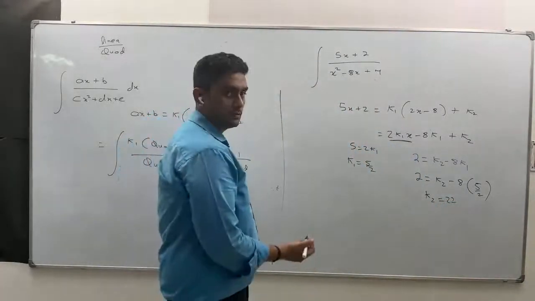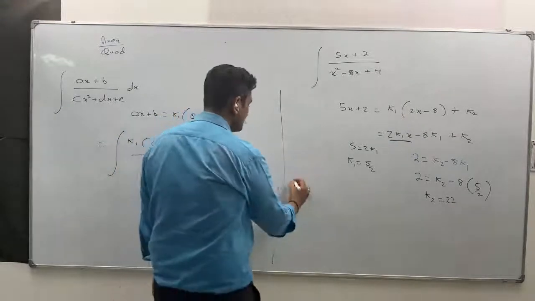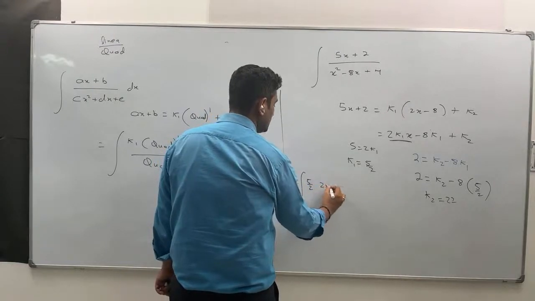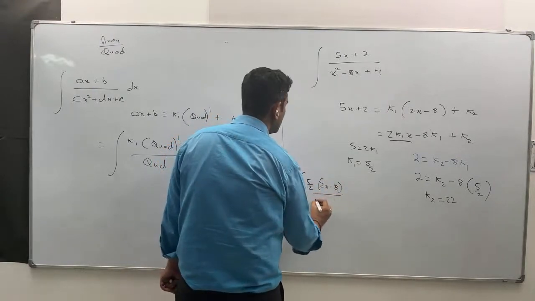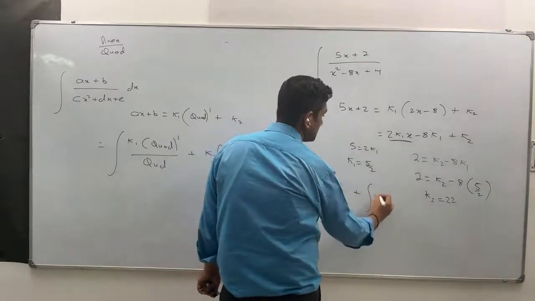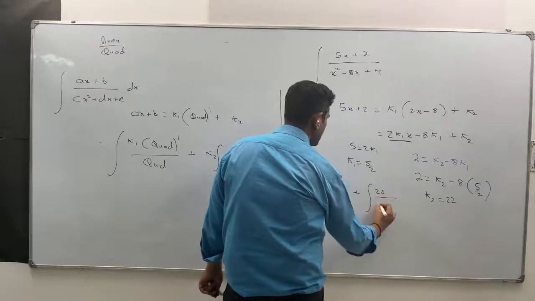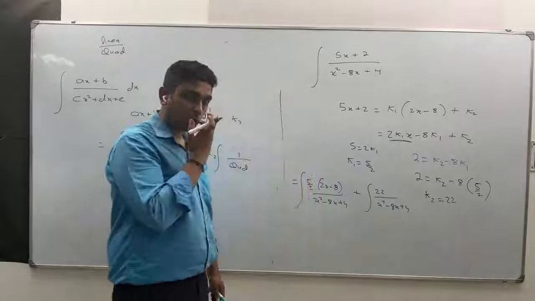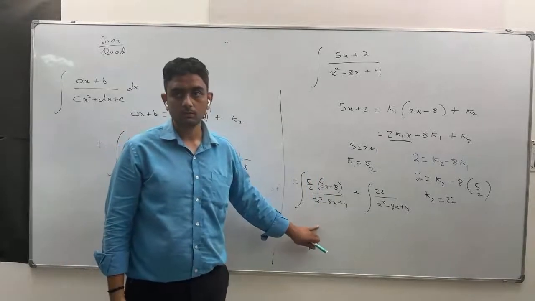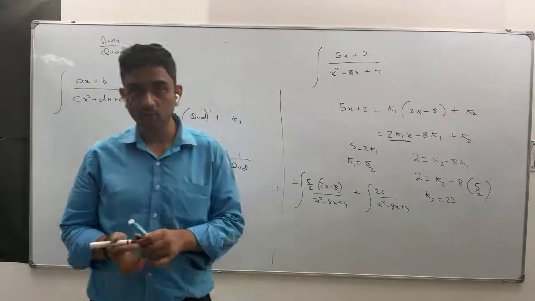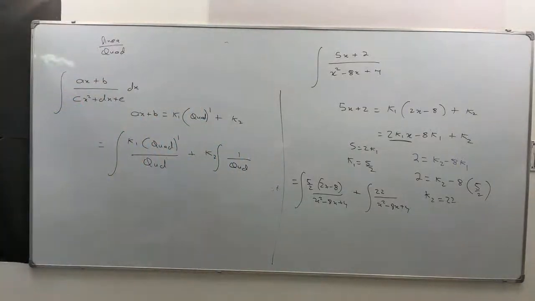Now once we have got this, we will rewrite this integral as 5 by 2 into 2x minus 8 upon x square minus 8x plus 4, plus 22 by root over x square minus 8x plus 4. Now what will be the integral of the first one? Substitution, standard substitution. Think and tell me.